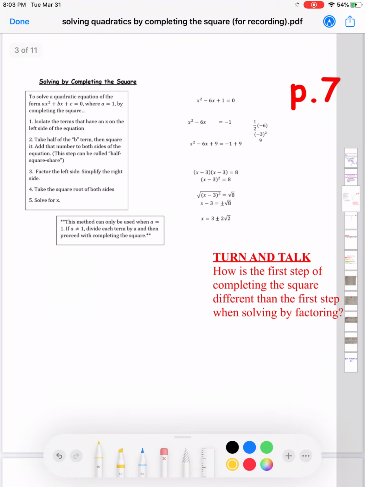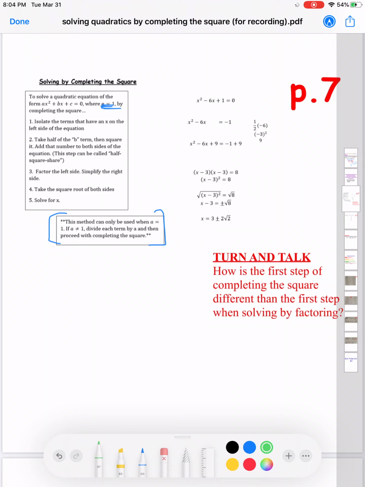So it says to solve a quadratic of the form ax squared plus bx plus c, where a is equal to 1, by completing the square, and then we'll follow these steps. You'll notice that all the problems we're going to do are when a equals 1. If you notice down here, I talk about what happens when your a value is not 1. If this happens, which for us will really only be in some extension questions, you would try to divide everything by that a value to try to make it have no number out front. So let's take a look at these steps.